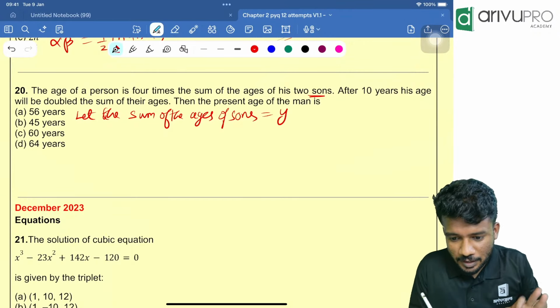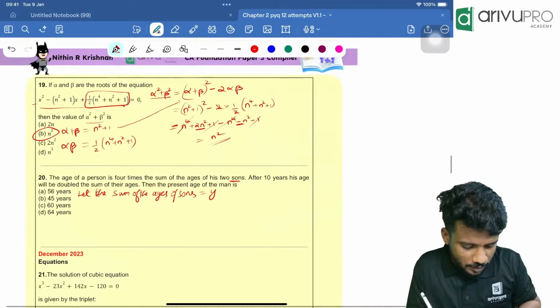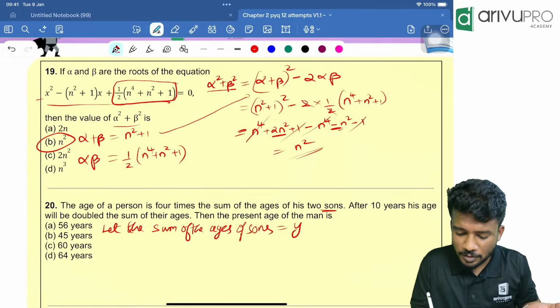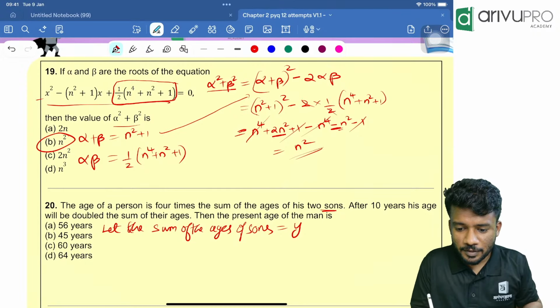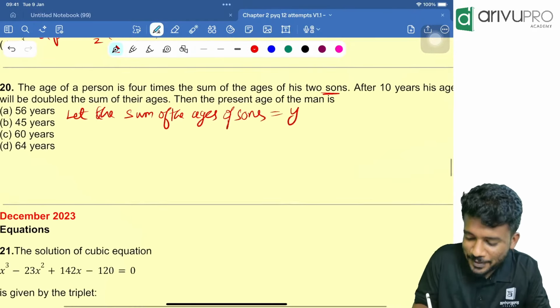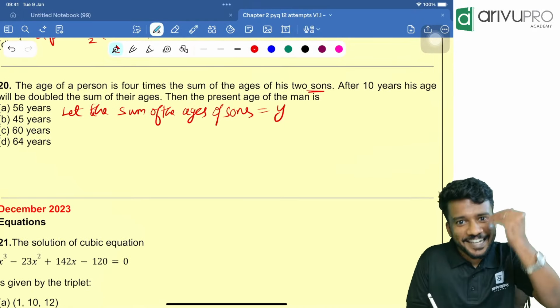Shall we check again? Sir, the answer for 19 is C. So n square only, right? 2n square minus n square is what? N square. Check again. Yes, it's correct. I don't want to argue now. If not, we will correct it later.